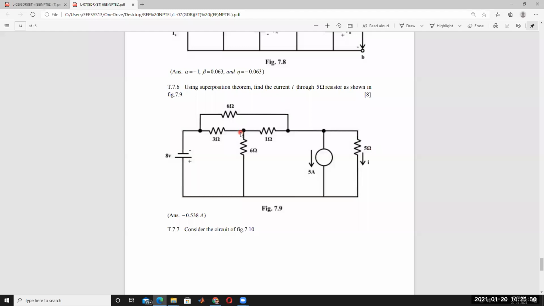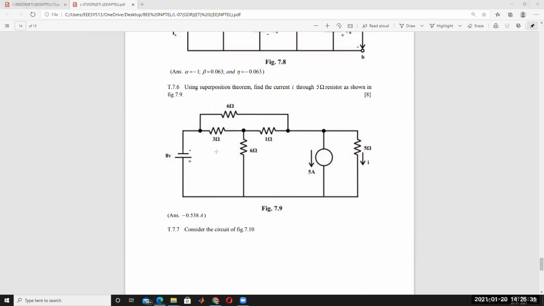This looks like a star, no? Convert to delta and then simplify this circuit. Then activate this source and deactivate this source. Find the value of current I1. Similarly, deactivate this source and activate this source. Find the value of current I2. Then adding I1 and I2 together, we will get the total current according to superposition. Here the star to delta transformation concept is required. Understood? Apply the star to delta transformation concept. So we'll get like this.